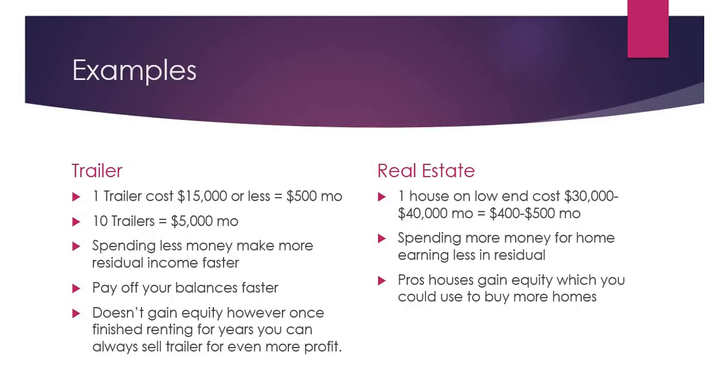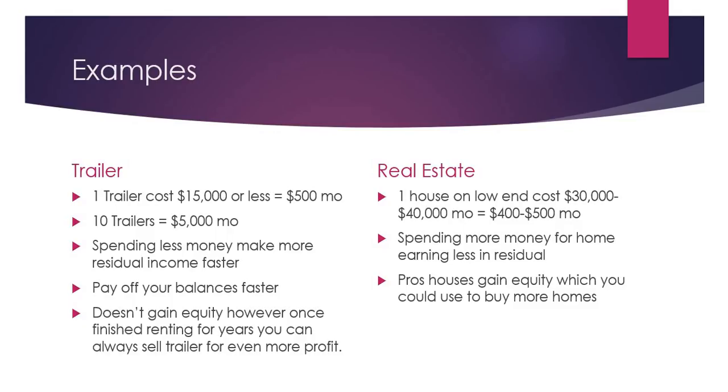So if you have another business, let's just say you did the trailers on the side and you're a truck driver, but you buy these trailers and you rent them out, that is additional income. You can do a lot with 5,000 a month. With the trailers, you're spending less money and you make your residual income faster.